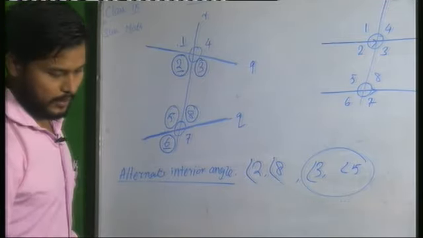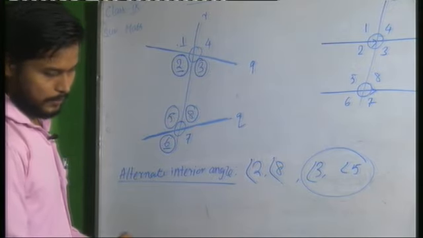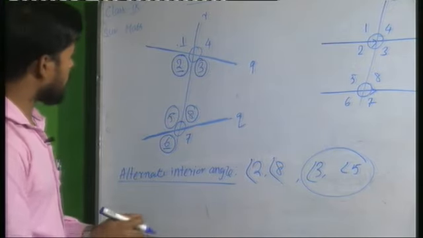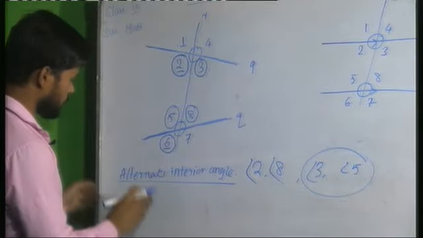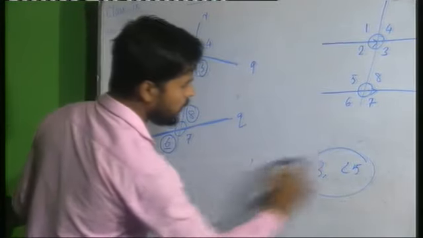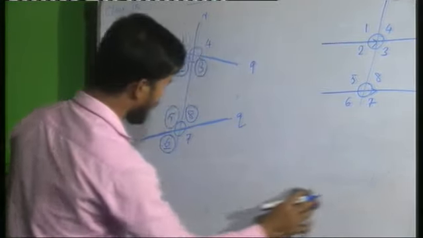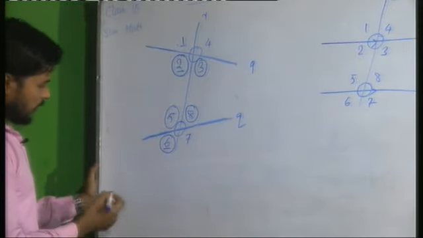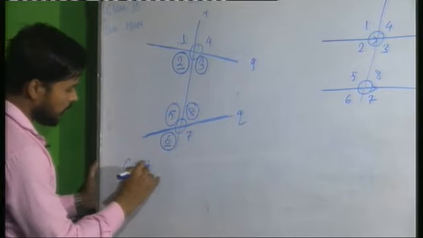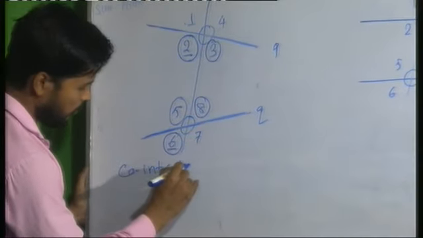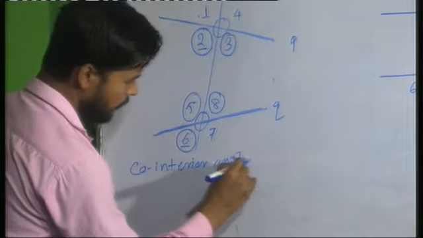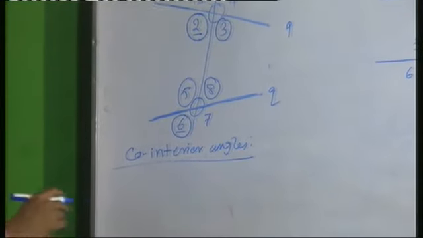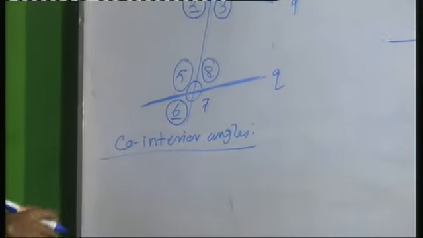Okay. Next is co-interior angle. Co-interior angles mean the interior angles on the same side of the transversal are called co-interior angles.